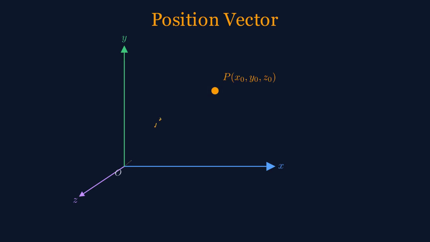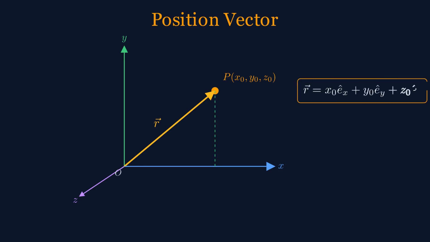Any point P in space is specified by three coordinates: x0, y0, and z0. The position vector r points from the origin to P and is written as r equals x0 ex plus y0 ey plus z0 ez. For example, the point P at (3, 2, 4) has the position vector r equals 3ex plus 2ey plus 4ez. The magnitude of r gives us the distance from the origin, the square root of x squared plus y squared plus z squared.